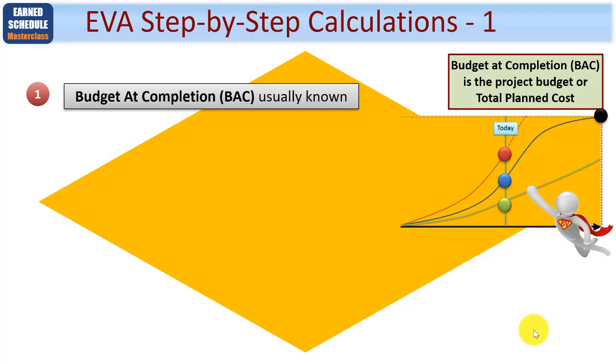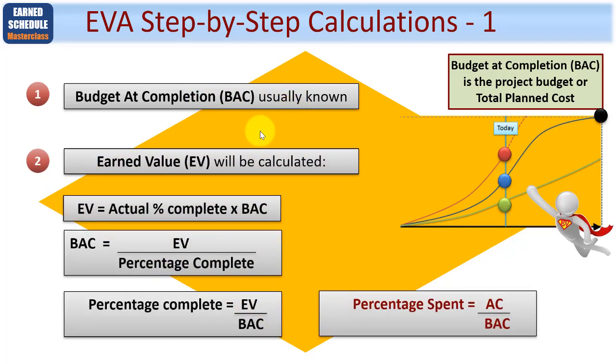So let's look at our EVA step-by-step calculations. First of all, you need to work out your budget at completion. This will normally be known after planning. Then you'll work out your earned value, which will need to be calculated time point by time point, where earned value is your actual percentage complete times your budget at completion. Your budget at completion is your earned value divided by your percentage complete. Simple formula translation here, and your percentage complete is therefore earned value divided by your budget at completion.